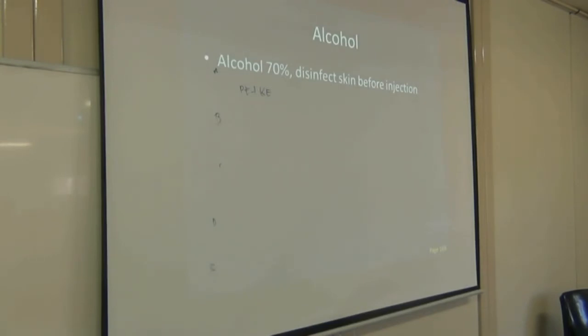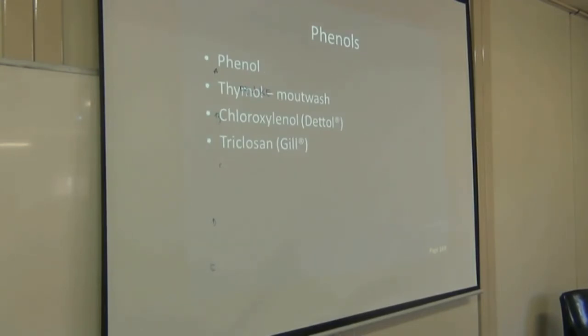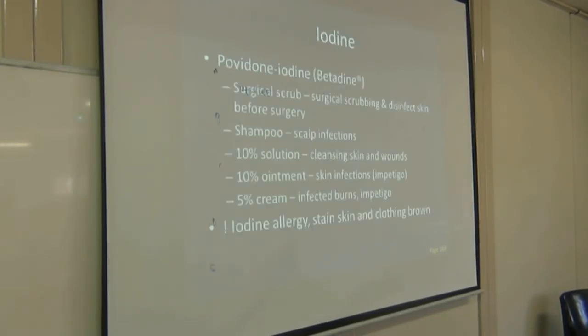So here is the list of disinfectants that we're quickly going to go through. Alcohol 70%, very good. You get those alcohol swabs before you get an injection. The next group is your phenols. Okay. Thymol, like in mouthwash, chloroxylenol, like Dettol, or triclosan, like Hibiscrub. Then you have probably all heard about povidone iodine, or Betadine. Yes. It's got a lovely brown color. So if it comes on your clothes, it can stain. Yes, have you stained your clothes yet?